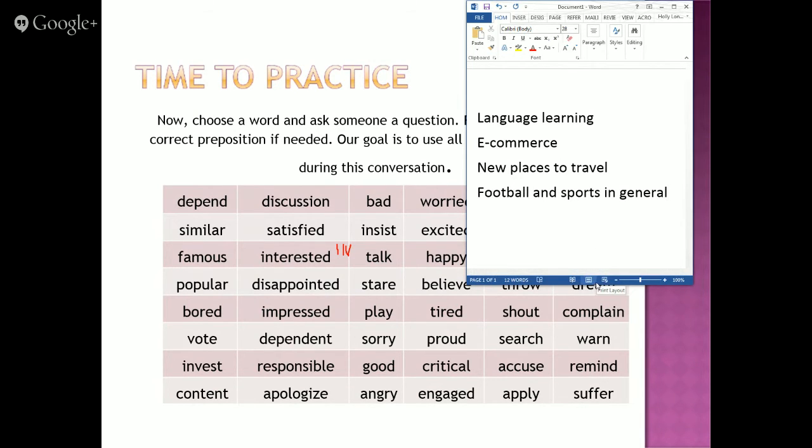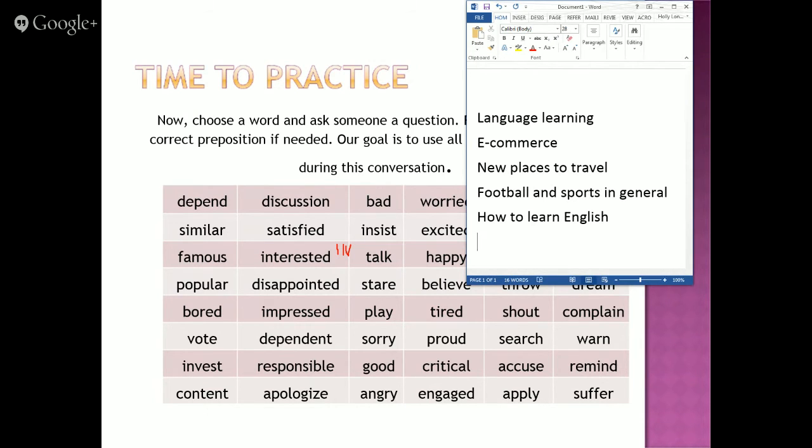I am interested in how to learn English. Language learning and how to learn English. I find that a very fun topic, because it's been my life for so long, how to learn English. All right, Deborah, how about you? What is a topic that you are interested in talking about?